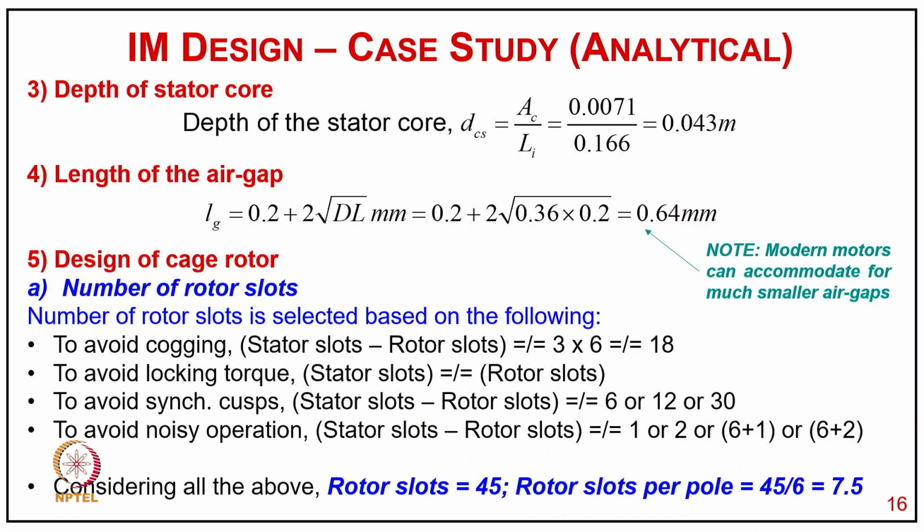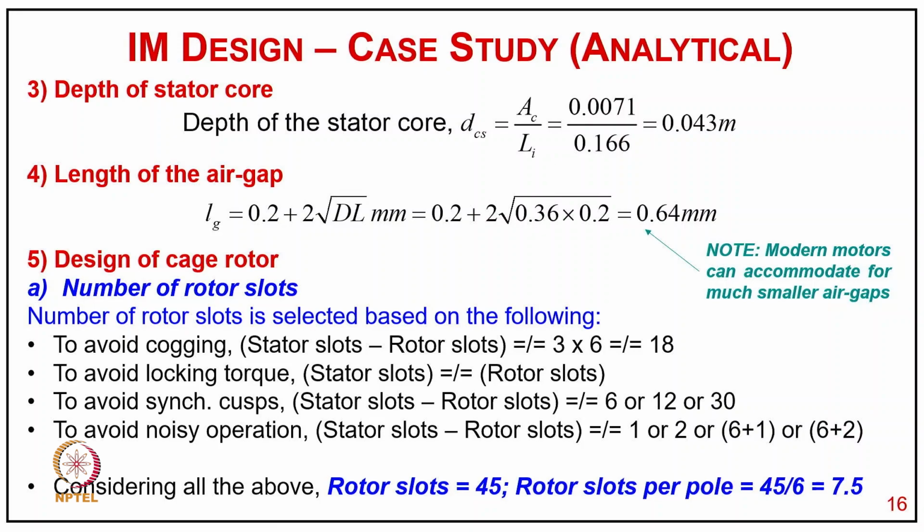Now we can find out the depth of stator core from this. So DCS is AC upon Li. Keeping the value, it comes 0.043 meter. And now coming to the length of air gap, LG equals the well tested empirical relation 0.2 plus 2 root D into L in millimeter. When D and L are in meter, it comes 0.64 millimeter.